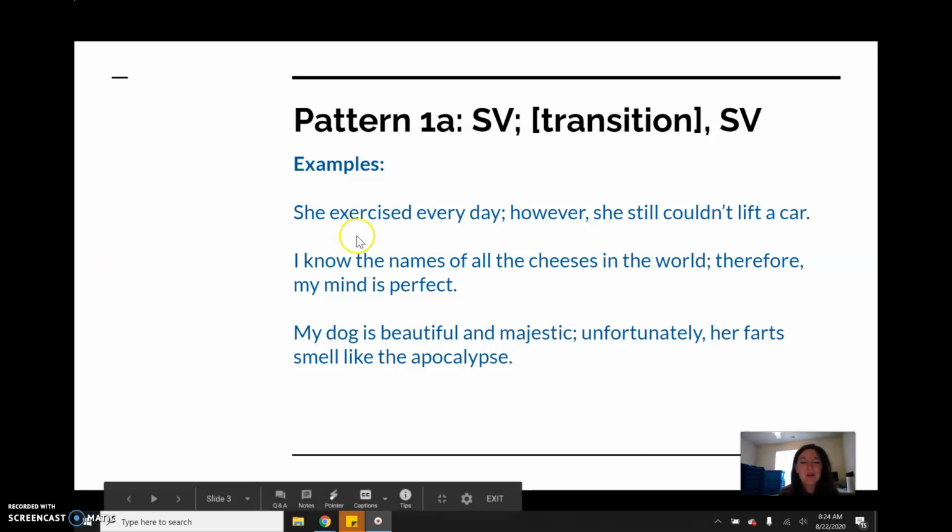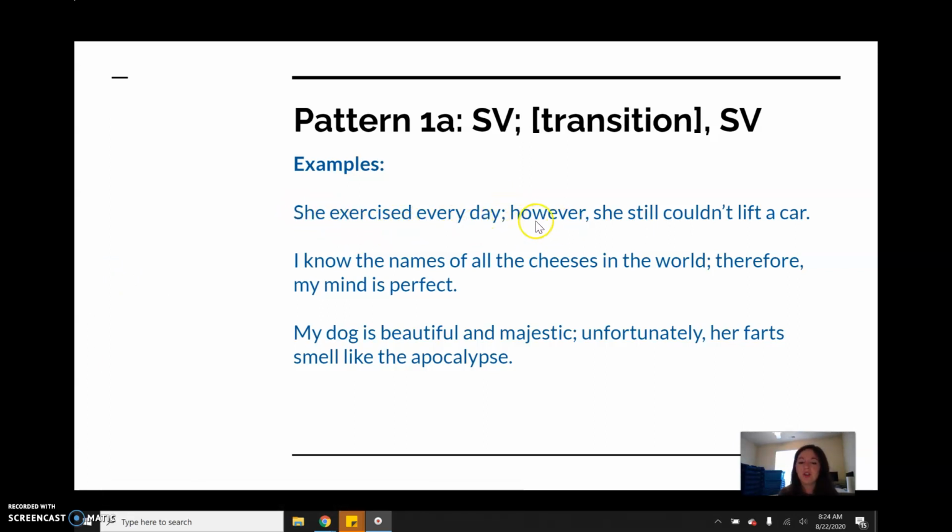All right, so she exercised every day. So we have our subject and verb, then we have our semicolon, then we have our transition word. However, comma, she, subject, still couldn't, verb, lift a car. That makes sense. So she exercised every day; however, she still couldn't lift a car.